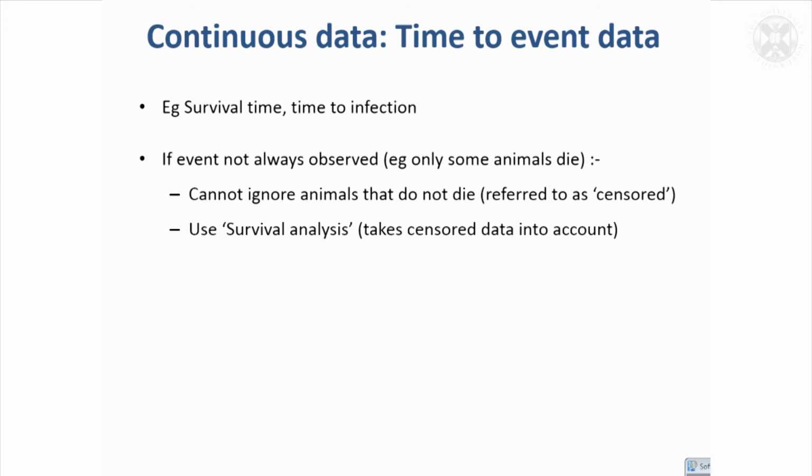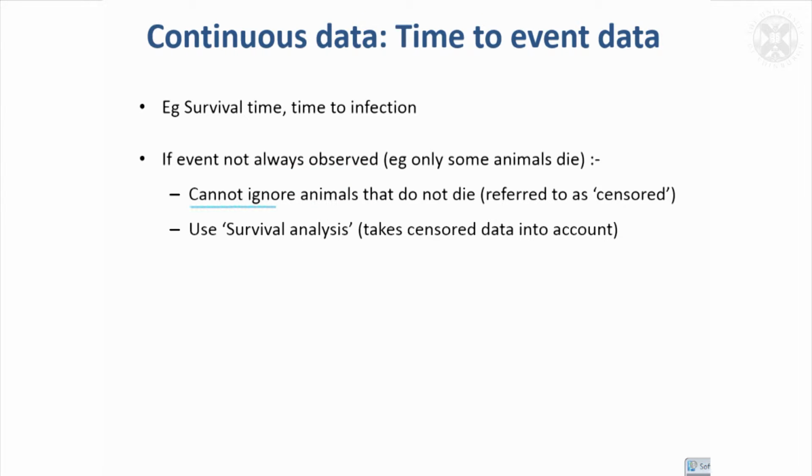Last week we looked a bit at the last type of continuous data, which are sort of described as time to event data. Sometimes people talk about this as survival data. It's sort of when you're measuring the time before something happens, when it may not always happen. So for example, you might be looking at how long animals survive, but they don't all die, so you don't have values for all the animals.